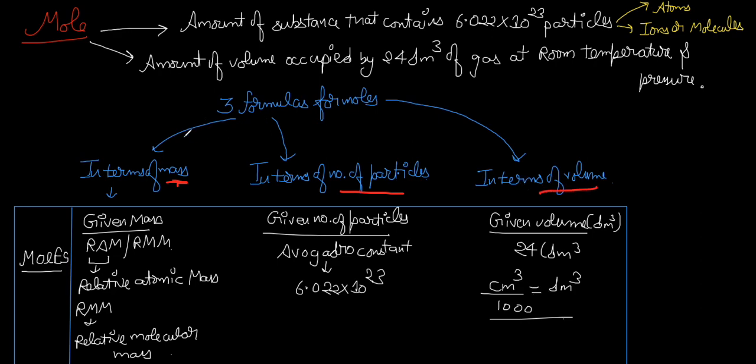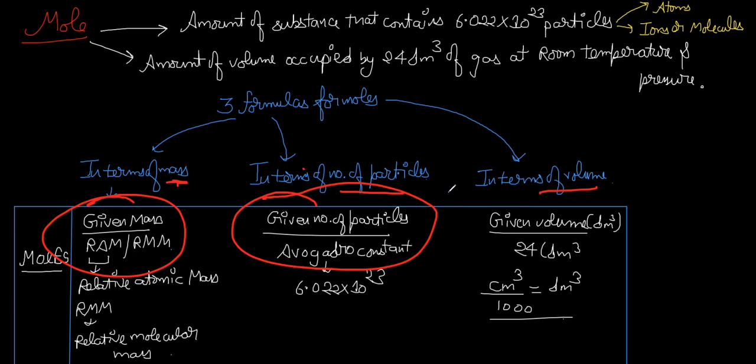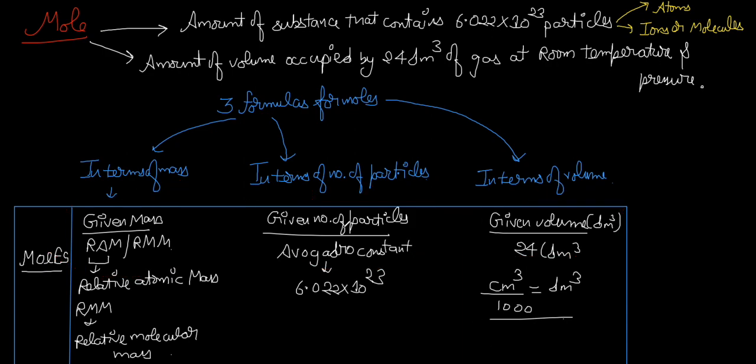I've written the formulas in such a way that it will be clear in your mind that if the question has something to do with mass, you'll have to use this formula. If the question has something to do with particles, you'll have to use this formula. If the question has something to do with volume, you will directly use this formula. Now let's take 2-3 examples just for clarity.